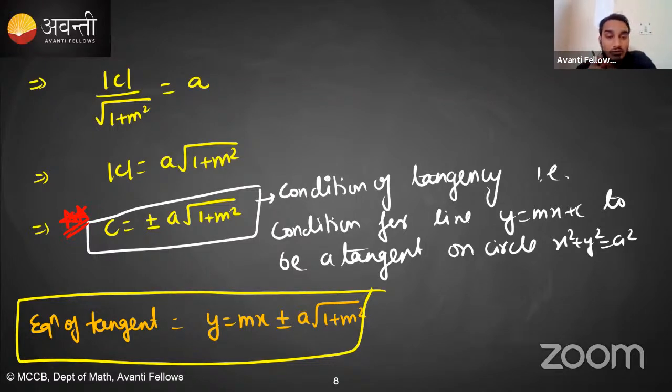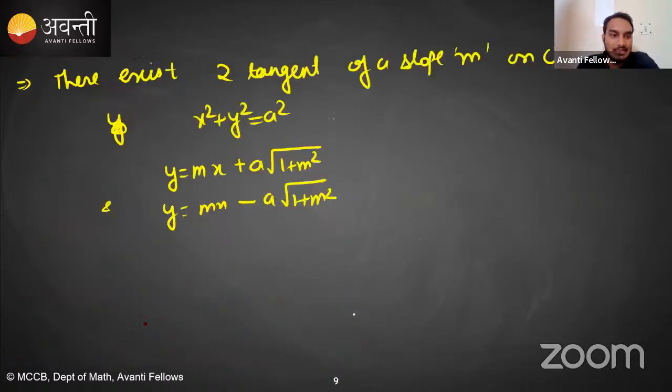Okay, so everybody should remember that for a standard circle, that is x square plus y square is equal to a square, the condition for the line y is equal to mx plus c to be a tangent is that c should be equal to plus minus under root of a square plus m square.